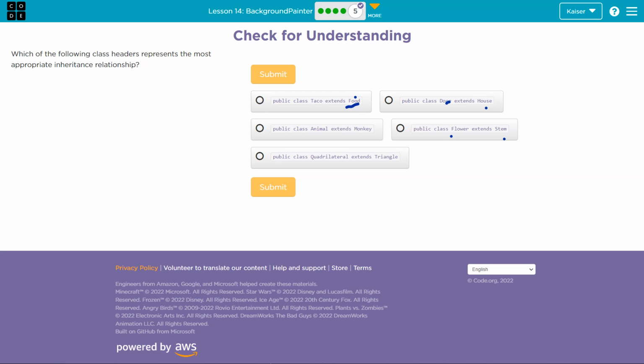All right, now what about door house? Well, I guess houses have doors, but the idea that a door is built on top of the house? I don't know about this. Monkey as the parent class, animal as the subclass. That seems kind of rough to me, right? I would expect animal to be the parent class, because all monkeys share things in common with other animals. Not all animals are monkeys.